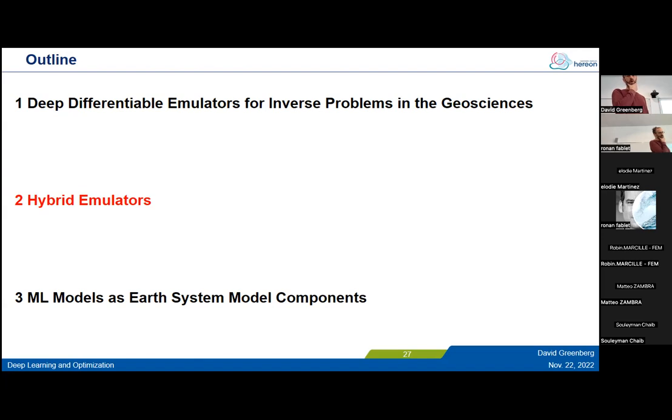And in the third part of the talk, I'll talk about basically the challenges and opportunities and current efforts to learn just subcomponents of a larger model using ML.